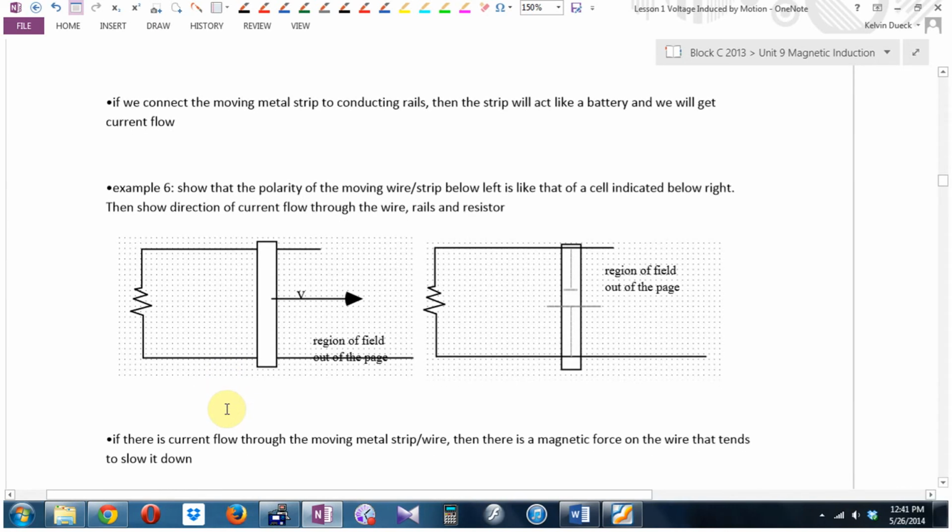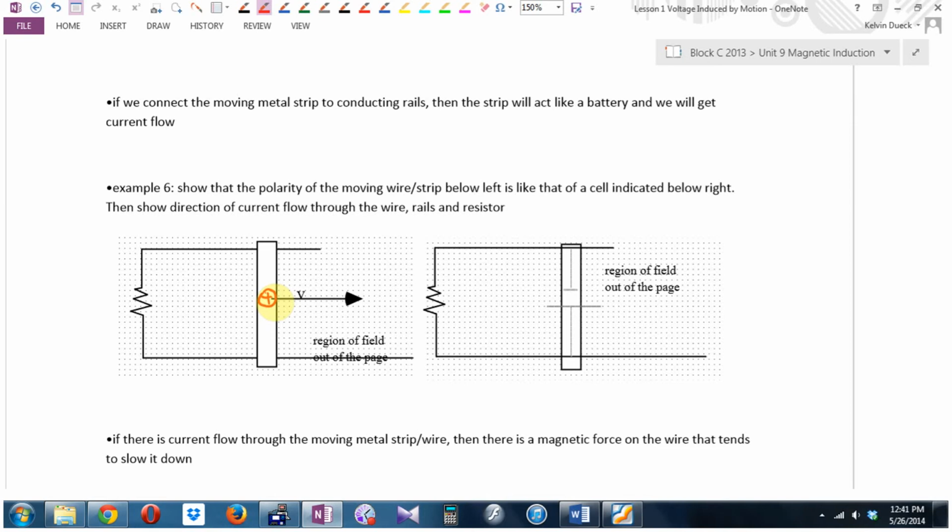Example 6 says, show that the polarity of the moving wire is like a cell to the right. It's like a battery. Let's see. Here's my little positive charge. Let's draw him in right there. Which way is this little positive charge moving? To the? Point your thumbs to the right. Which way is the magnetic field? I have dots. What are those supposed to mean? Out of the page. So which way will the positive get forced?